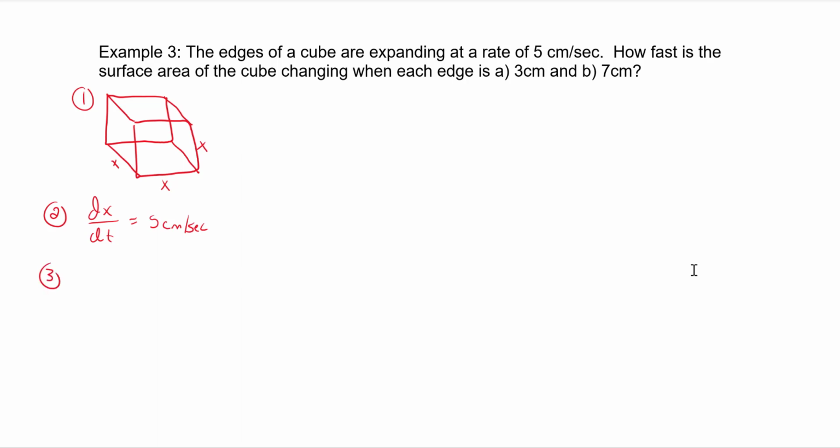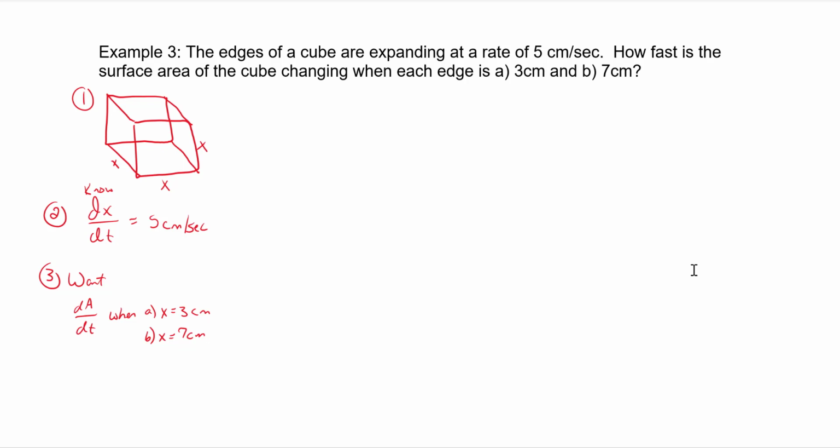Alright, what do we want now? So we want how fast the surface area of the cube is changing. So I'm going to use dA/dt for that, where A is representing surface area. So we want dA/dt when the edge is 3 centimeters, so x equals 3 centimeters, and whenever x is 7 centimeters.